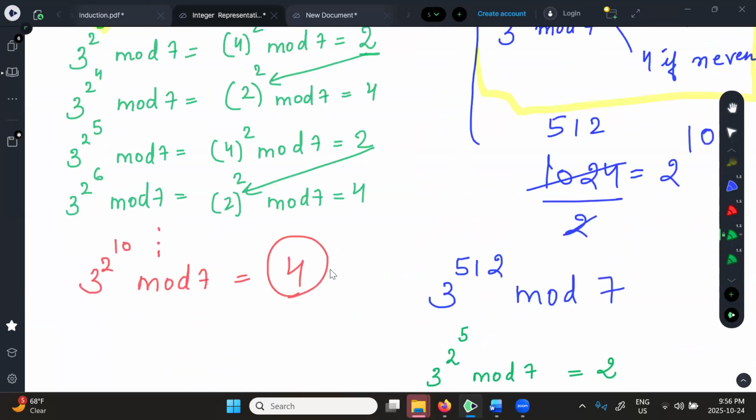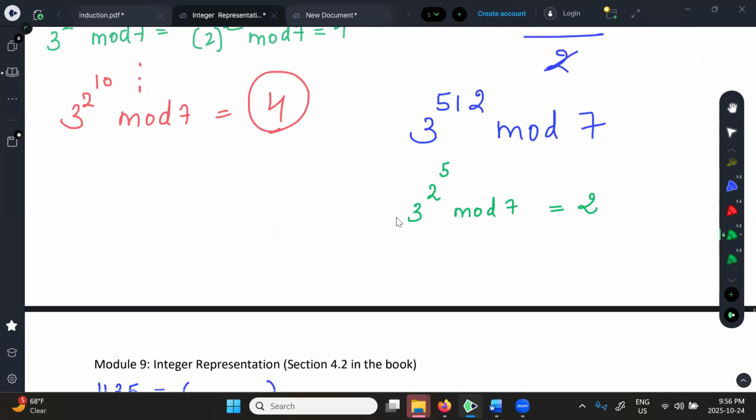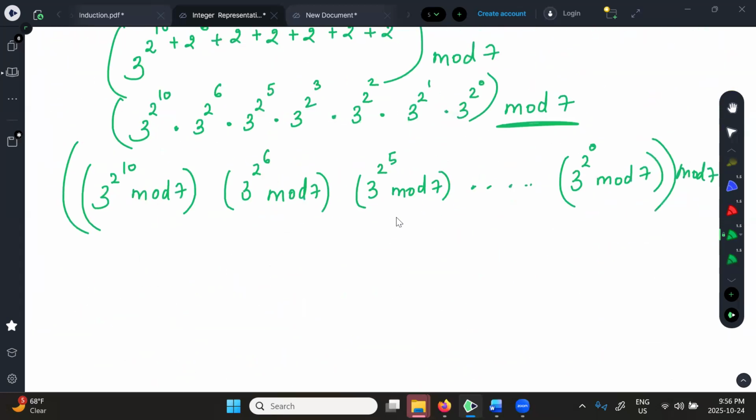We have to go back to the observation. If the power is even, I should get a 4. If the power is odd, I should get a 2. If the power is 0, I get 3 back. So power is even, so I should get a 4. Power is even again, I should get a 4. Power is odd, I should get a 2. Power is odd, I should get a 2. Power is even, I should get a 4. Power is odd, I should get a 2. Power is 0, I should get a 3.